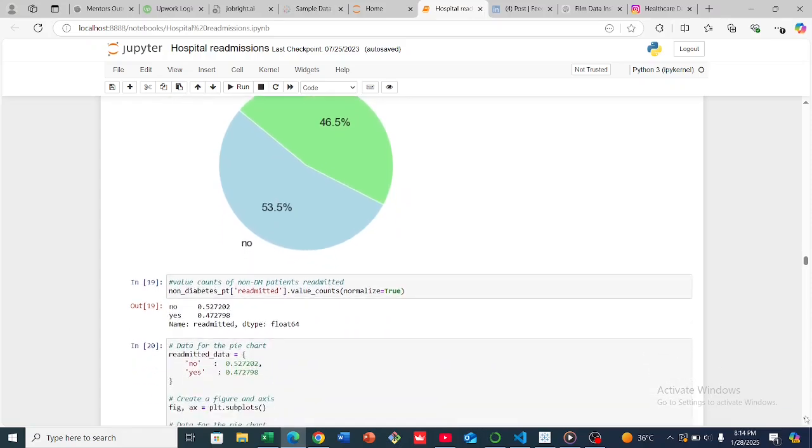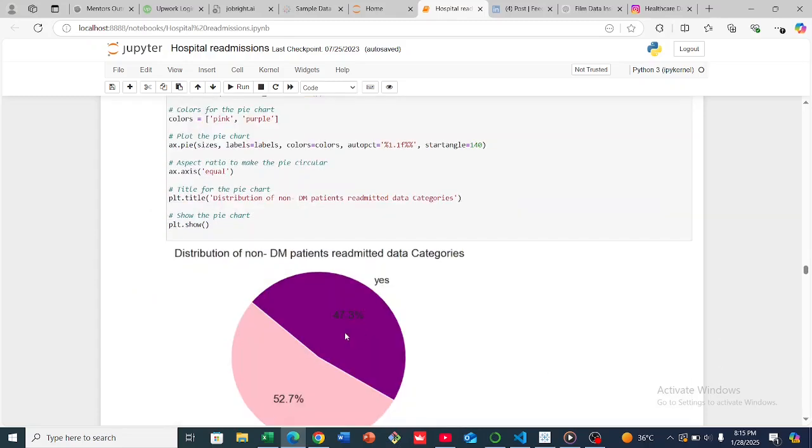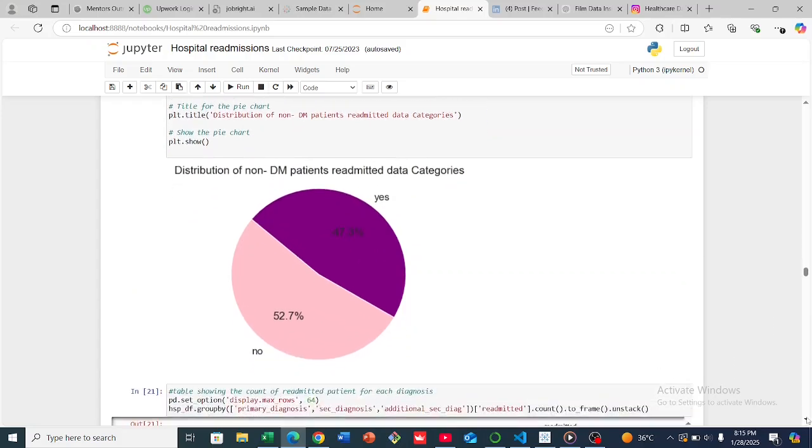After that I did the same thing for our non-diabetic patients, to check their readmission percentage, how proportional it was, being readmitted or not readmitted when you are non-diabetic. You could see that the non-diabetic patients that were readmitted were 47%, while those that were non-diabetic and not readmitted were 52%. So same thing, I also created a pie chart for us to visualize our findings.